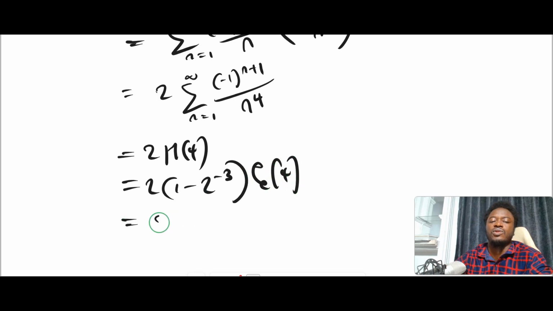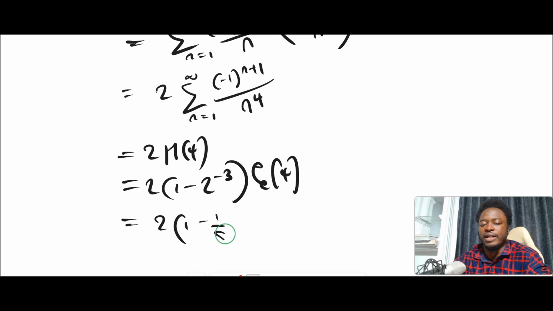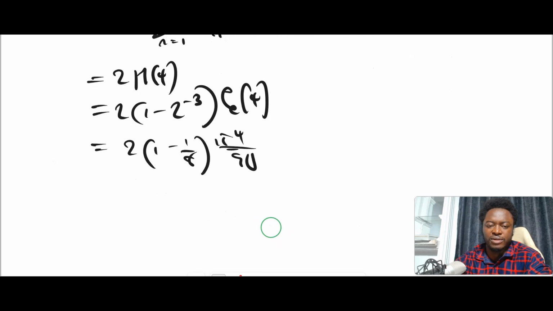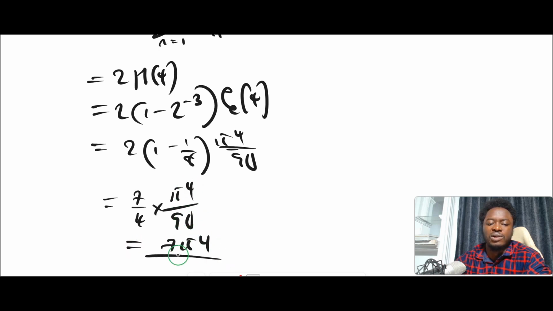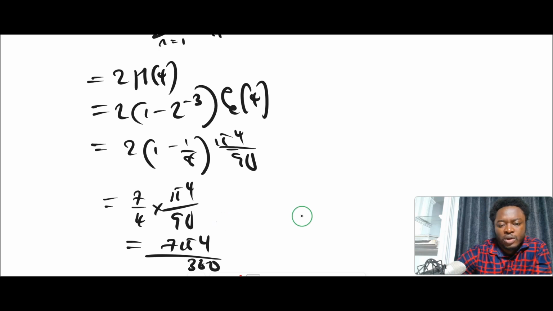So that would be twice 1 minus 1 over 8 times pi to the 4 over 90. And that should give us 7 over 4 times pi to the 4 over 90. So that would be 7 pi to the fourth power all over 360, I believe. Yes, because 2 times 90 is 180, then 180 and 180, that is 360. So that is that.